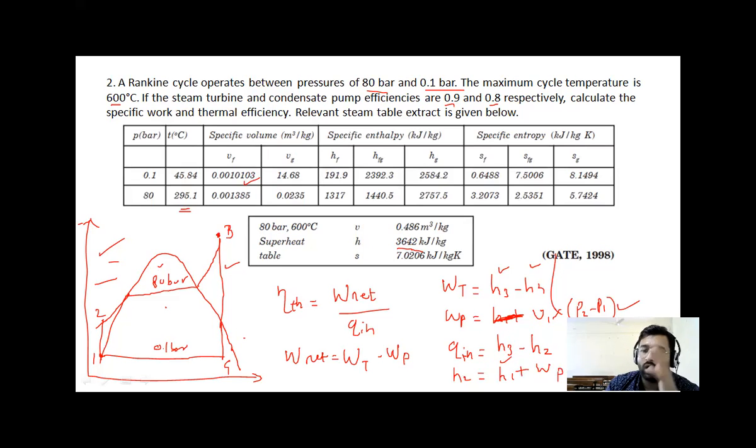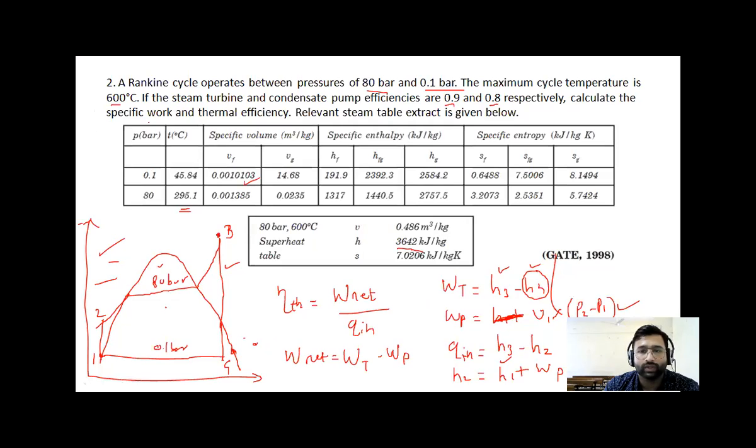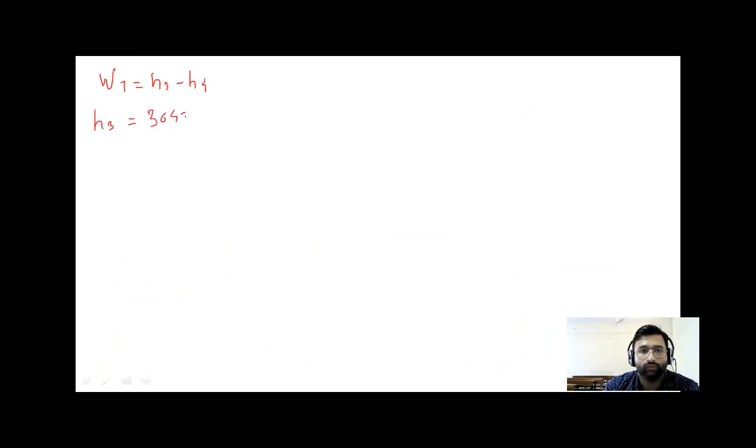Correct? So in all these, the difficult task is to calculate H4, because we don't know the condition of H4. We don't know whether the H4 point is here, or here, or here, where it is. Okay? So slowly we'll calculate. First I'll go with turbine work. Turbine work is H3 minus H4. H3 is already given, how much? 3642, right? It is given as 3642.